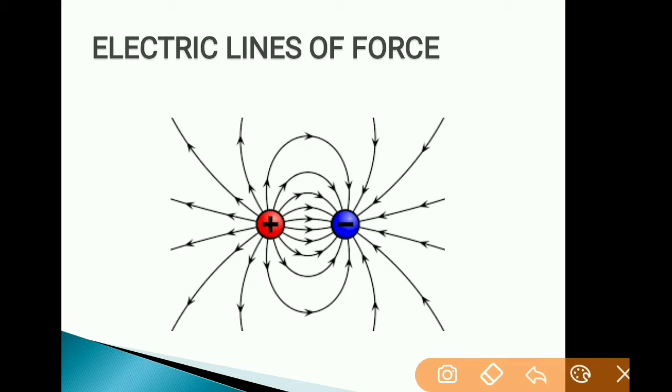So when you draw the locus of all the directions of the forces, then you will get this kind of structure. And you will see here the direction is starting from the positive charge and terminating on the negative charge. So you are getting this kind of structure for the electric lines of force. So what are the properties of electric lines of force?